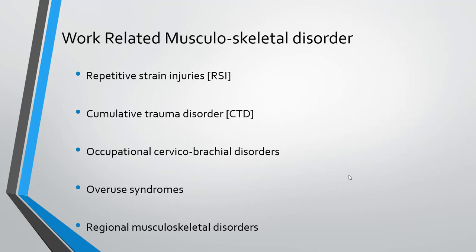So here are some of the synonyms of work-related musculoskeletal disorders. They are also known as repetitive strain injuries, cumulative traumatic disorder, occupational cervicobrachial disorders, overuse syndromes, and regional musculoskeletal disorders. All of them result from job tasks which require excessive force, repetitive movements, excessive bending, twisting, reaching, and constant deviation from the body's neutral postures.